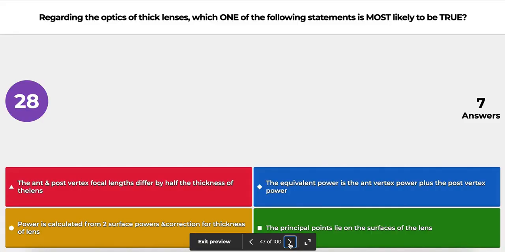Let's now move to the next question, and here we have a question regarding the optics of the thick lens: which one of the following is most likely to be true? The anterior and posterior vertex focal length differ by half the thickness of the lens, or the equivalent power is the anterior vertex power plus the posterior vertex power. Power is calculated from the two surface powers, and the correction for thickness, or the principal points lie on the surface of the lens.